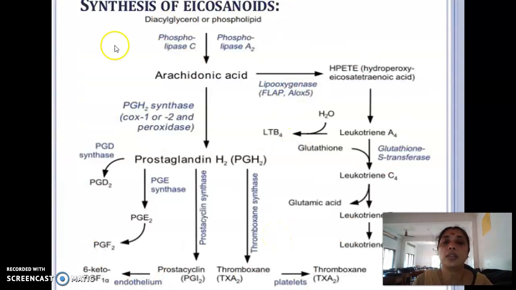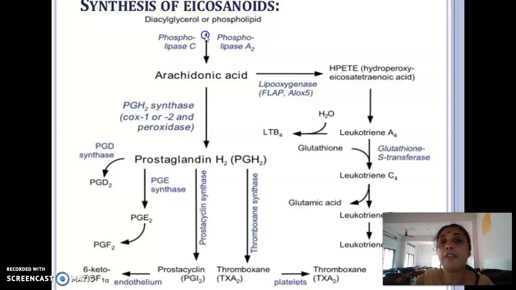Right? So this is a flow chart of the synthesis of eicosanoids. From where are eicosanoids synthesized? The eicosanoids are synthesized from polyunsaturated fatty acids, omega-3 or omega-6, and we'll first learn about arachidonic acid. So DAG or phospholipids. The synthesis of eicosanoids starts with the action of phospholipase A2, and in case of DAG, it is phospholipase C. In case of phospholipids, it is phospholipase A2.